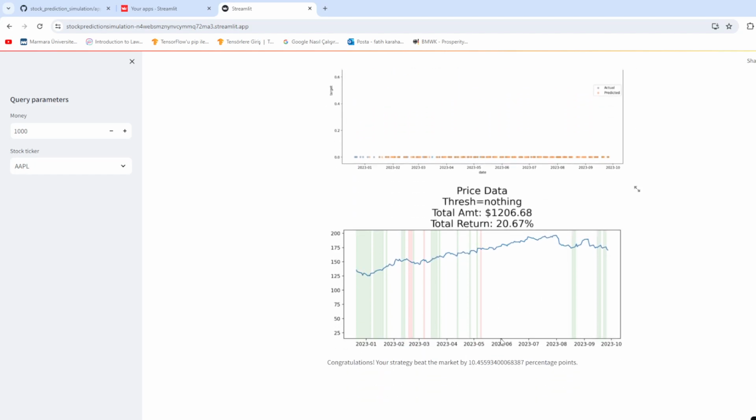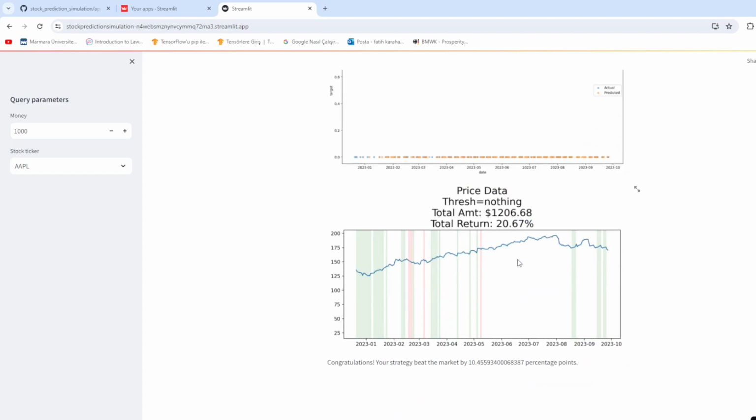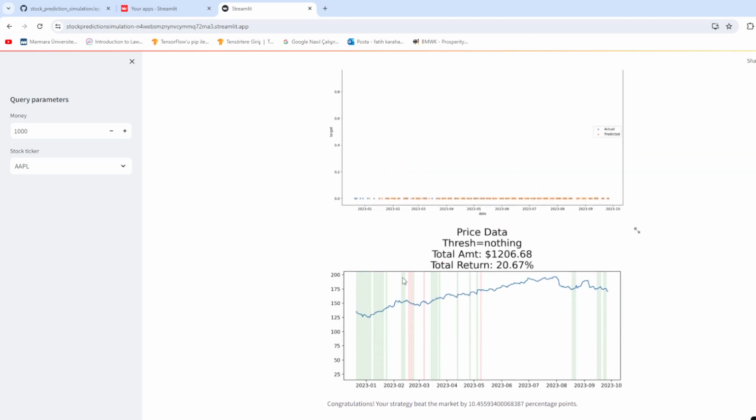And this is actually the whole point. As you can see, it says congratulations, your strategy beat the market by 10%. So we buy and sell based on the output we get. We made some losses, we made some gains. At the end, we got a 20% return, so we have $1,206.68.